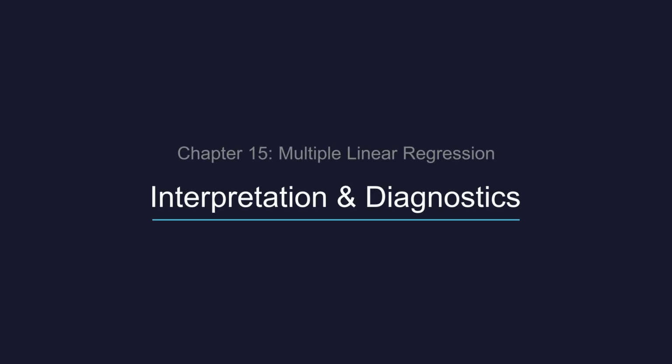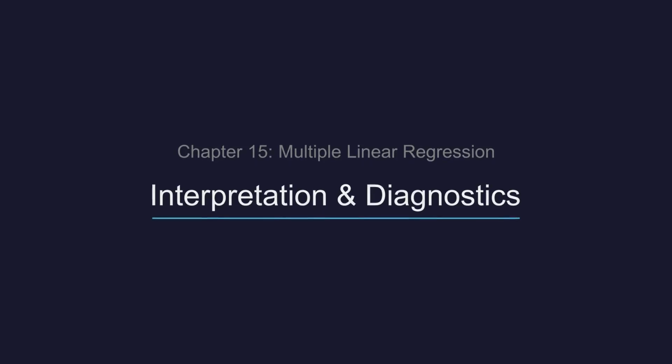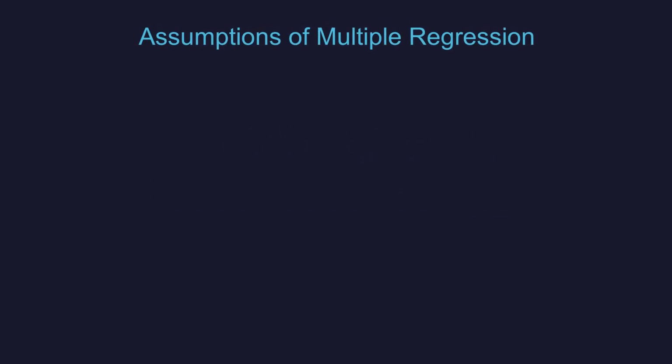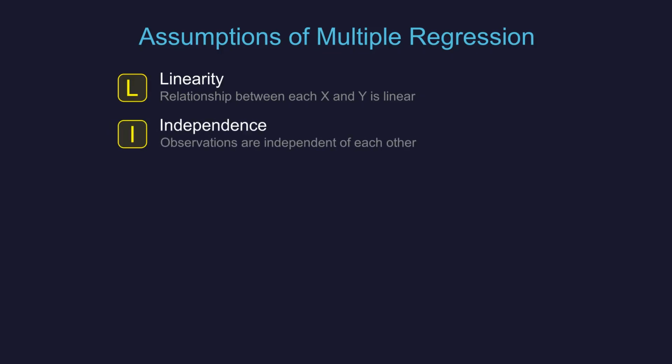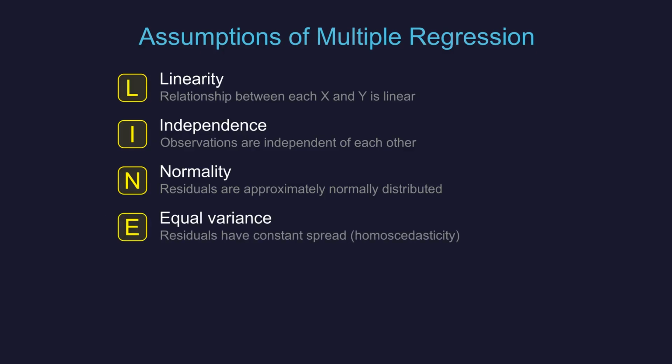Interpretation and diagnostics. How do we check and validate our multiple regression model? Just like simple regression, multiple regression has assumptions we must check. Remember linearity. The relationship between each predictor and y is linear. Independence. Observations don't influence each other. Normality. The residuals should follow a normal distribution. Equal variance. Residuals should have constant spread. And for multiple regression, we add one more: no perfect multicollinearity among the predictors.